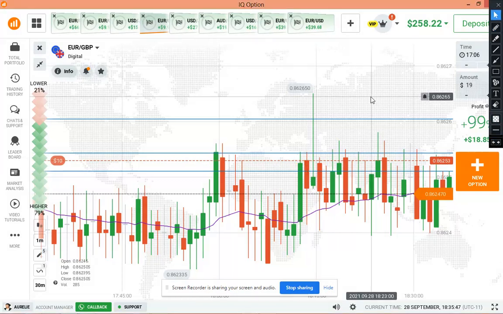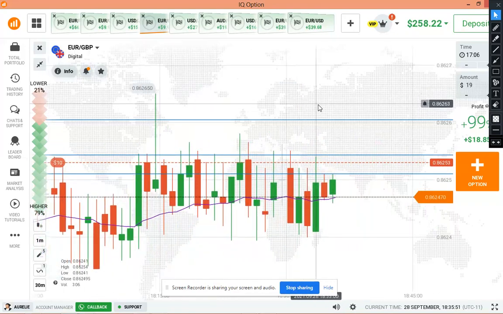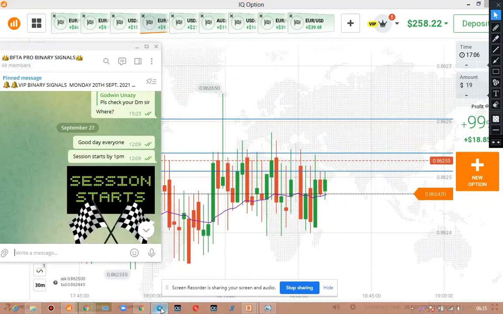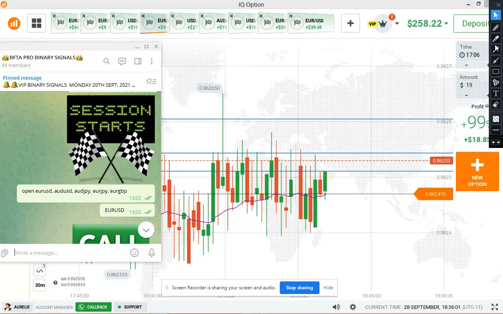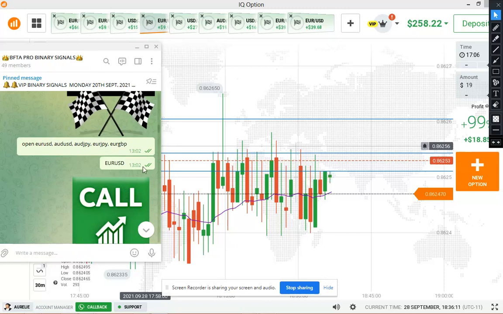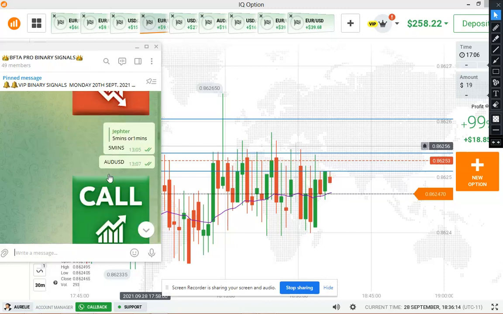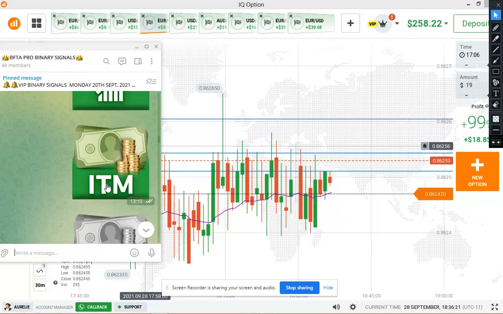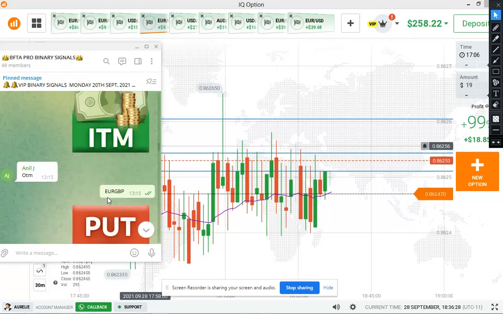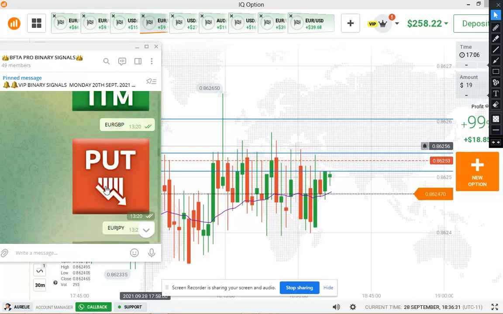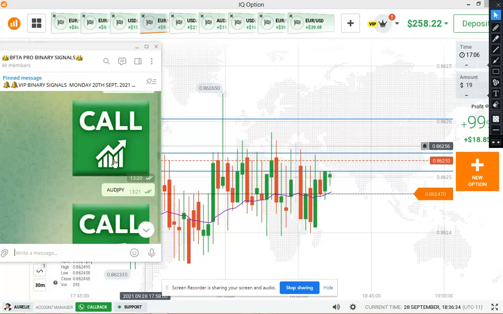So you see that the brick wall zone trading strategy is one of my best trading strategies. That is the same strategy I'm using in this signal group. This is Monday's trade. These are the currencies we traded on Monday: EUR/USD, AUD/USD, AUD/JPY, EUR/JPY, and EUR/GBP. EUR/USD call, ITM. EUR/USD put again, 5 minutes. We are using 5 minutes. Then AUD/USD call. So we took two trades at a time, one ITM, one OTM. So EUR/JPY put ITM, EUR/GBP put ITM.